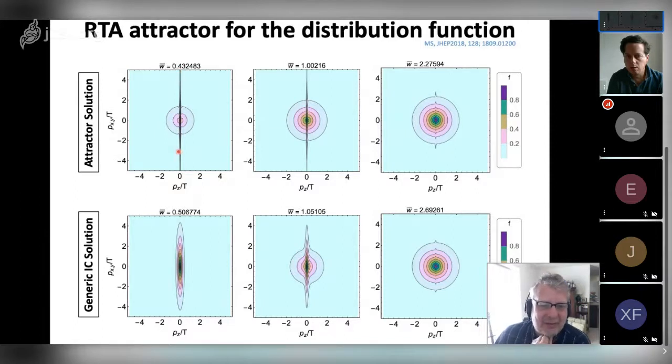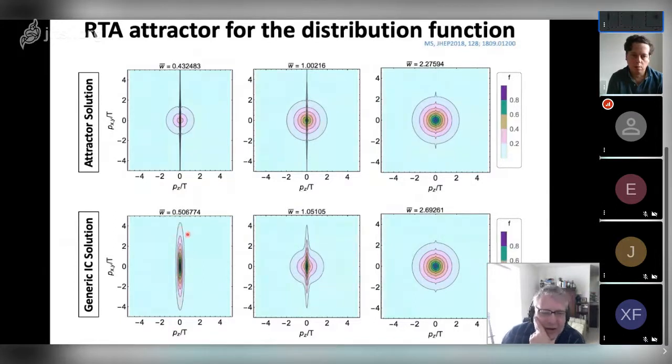So this is the kind of free streaming part. And this part is the equilibrating part. And as we move to the right, we can see that this is becoming more equilibrium-like, but it's not in perfect equilibrium. The left shows a generic solution, which is not an attractor solution.